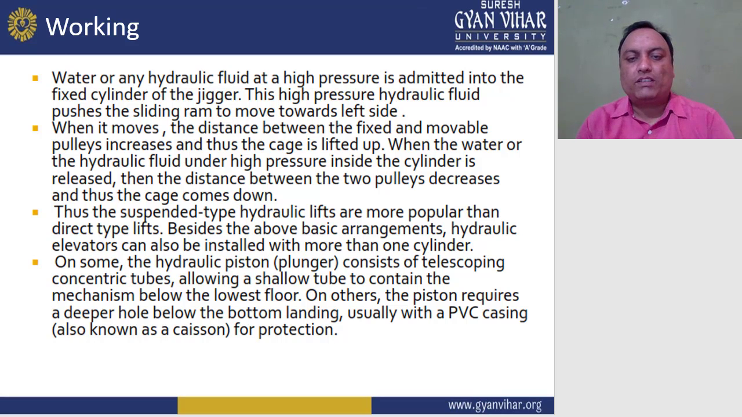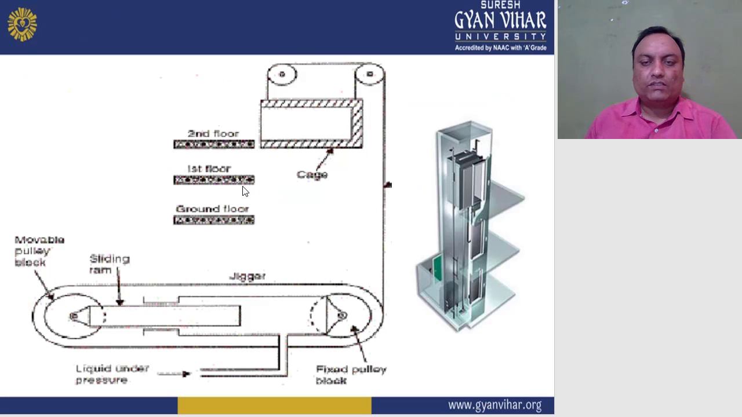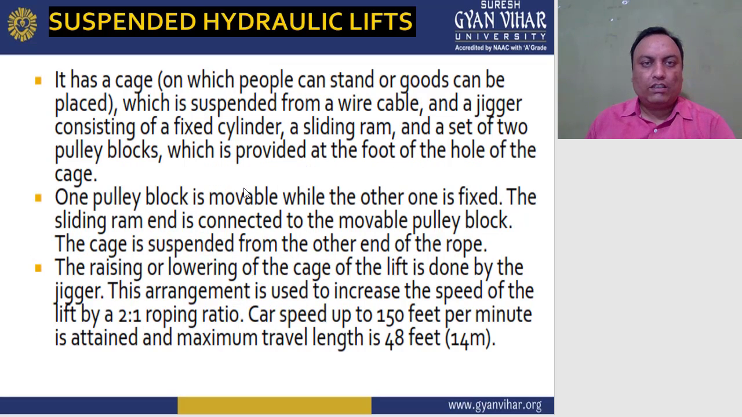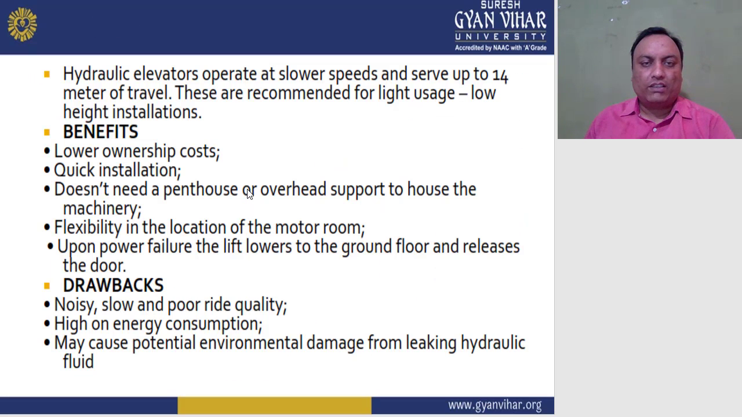On some, the hydraulic pressure plunger consists of a telescopic concentric tube, allowing a shallow tube to contain the mechanism below the lowering floor. On others, the piston requires a deeper hole below the bottom landing, usually with a PVC casing for protection, also known as a caisson. So this is the operation of the suspended hydraulic lift.